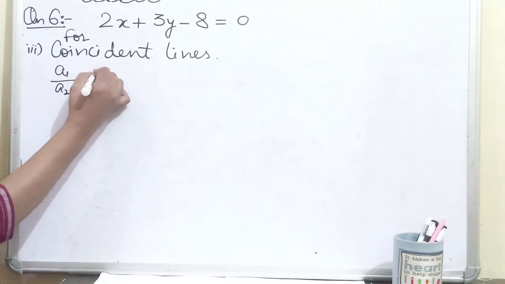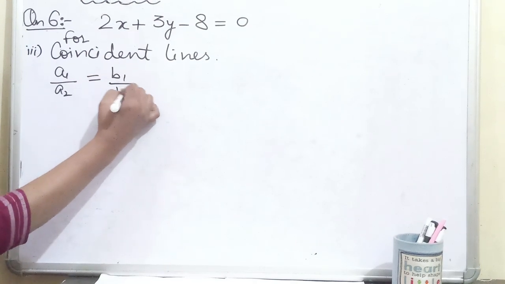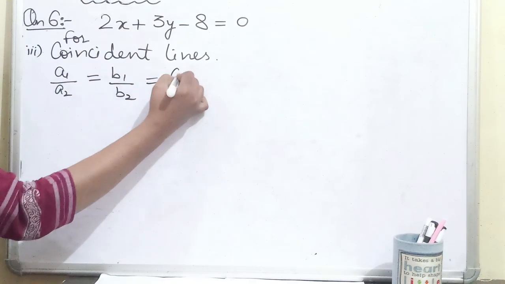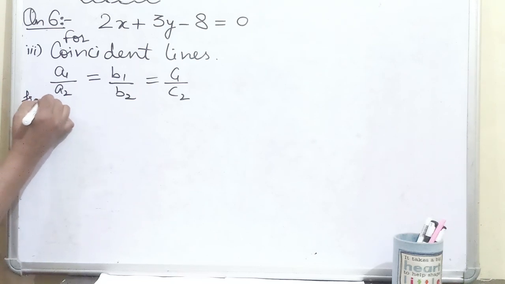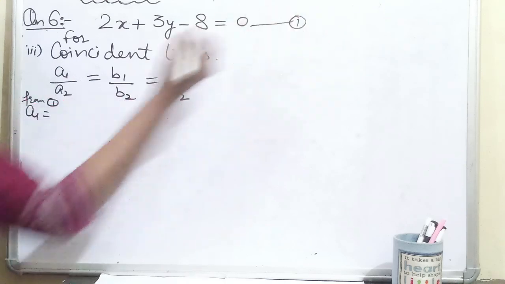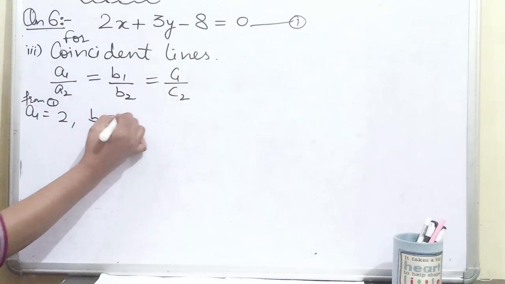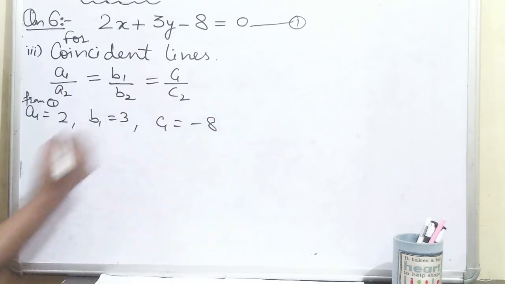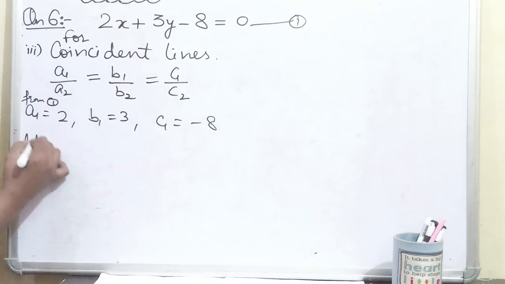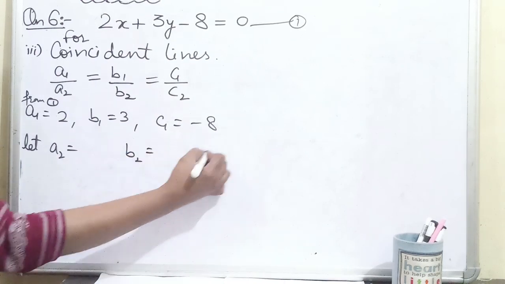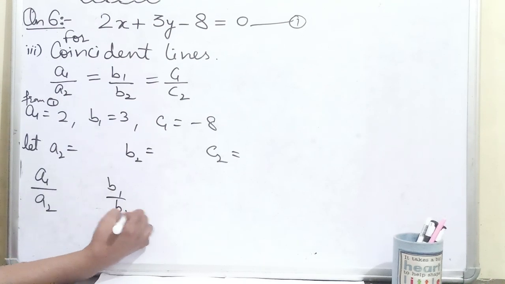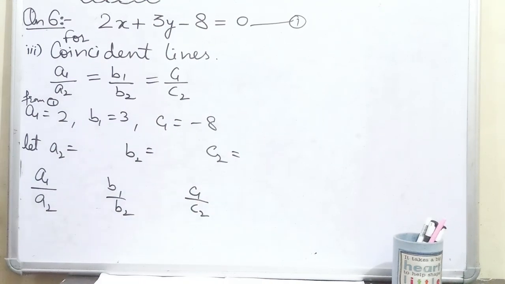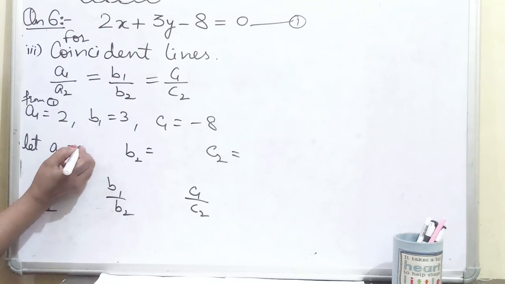A1 by A2 equal to B1 by B2 equal to C1 by C2. All three ratios should be equal, and from equation 1, A1 is 2, B1 is 3 and C1 is -8. So we want to get the values of A2, B2 and C2 in such a way that the ratios should be equal.